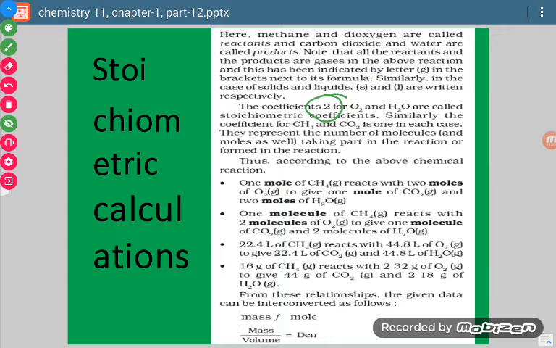in front of the compounds in reactants as well as in products, they are given the name stoichiometric coefficients. They are called stoichiometric coefficients. Now from this we will come to know how many moles of a particular reactant are reacting with how many moles of another reactant. In this case, 1 mole of CH4 is reacting with 2 moles of oxygen, and there is formation of 1 mole of CO2 and 2 moles of H2O.